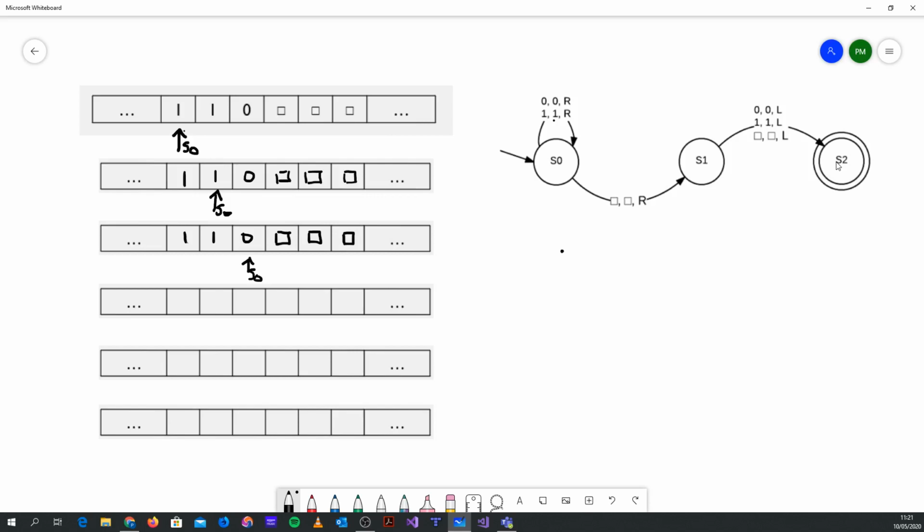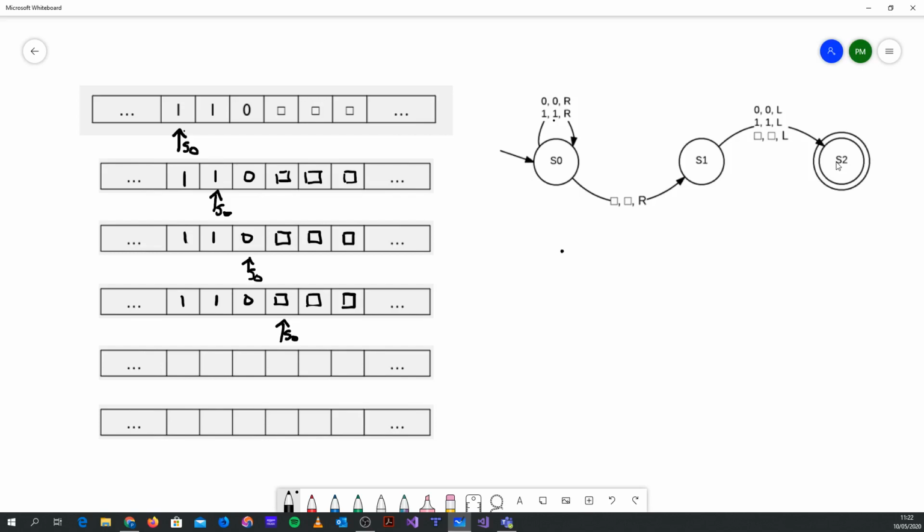So we stay at S0, we read a 0, we write a 0 back, so that remains unchanged, and we move right. So we move right, staying at S0 because it tells us to in the diagram, and the data remains unchanged again. Now this is where the change takes place.